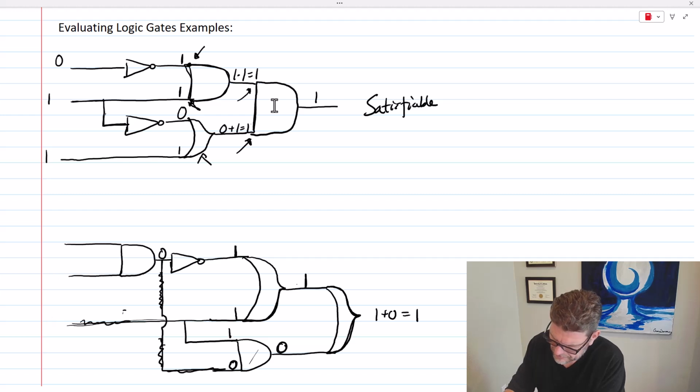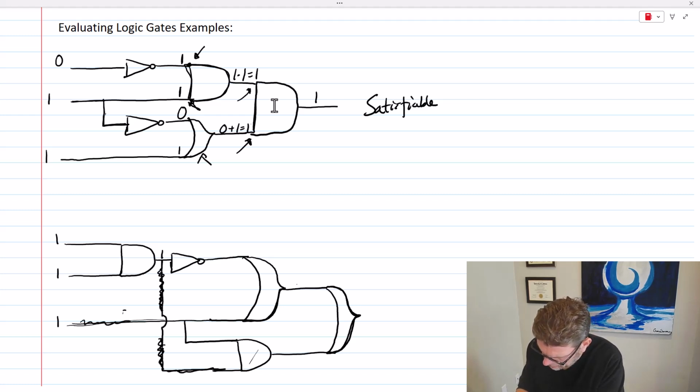Choosing different values. Let's say we have 1, 1, and 1. We have 1 times 1 is 1. That value now, again, moving down along this line is going to give me a 1. And then we'll use the inverter. We're going to end up with 0 here right before that AND gate. So we have 0 and 1. We'll add that together to be equal to 1.